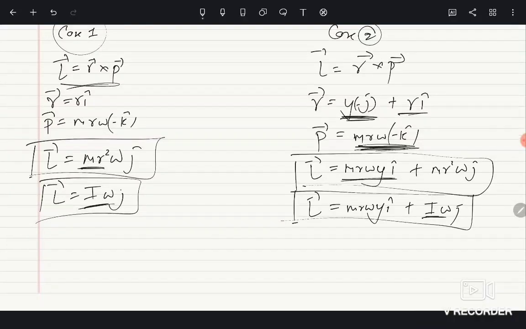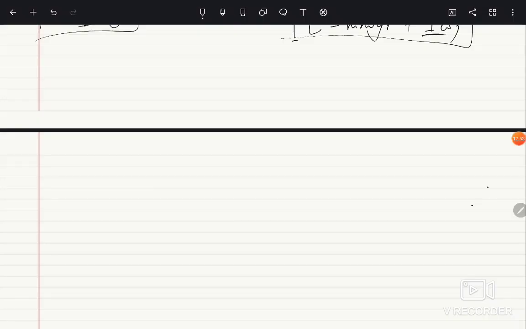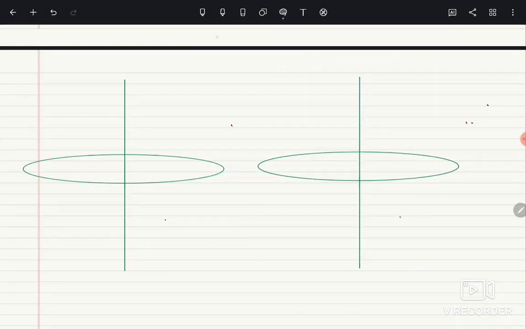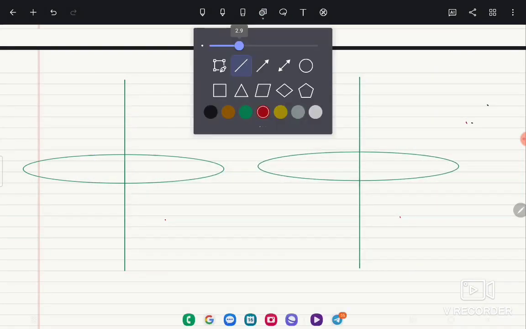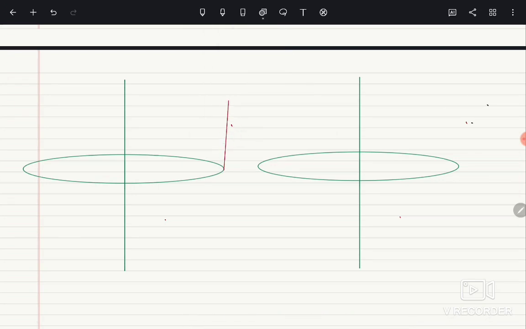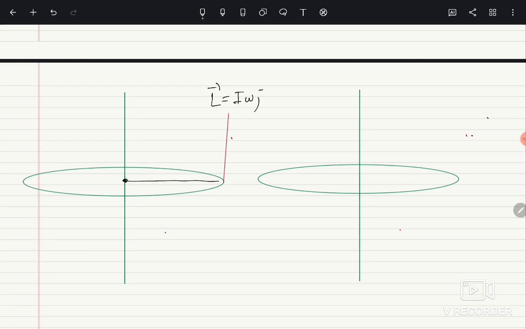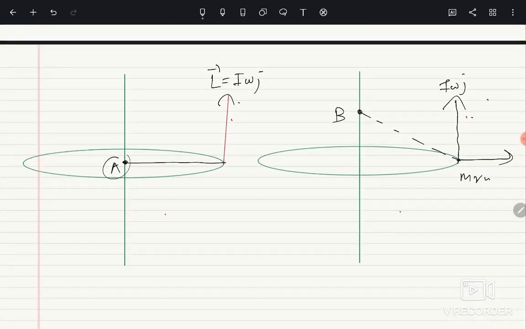The common term is I omega. So what can we conclude here? If we see the diagram, this is the first case, this is the second case. In the first case, we are getting the angular momentum of this particle as L equals I omega j cap. And in the second case, we are getting two components. One component is this, the second component is this. When the point of observation was A, we get the angular momentum as this. In the second case, when the point of observation was B, we get two components. One component is I omega j cap in this direction, and the second component is in this direction, whose value is m r omega y i cap.